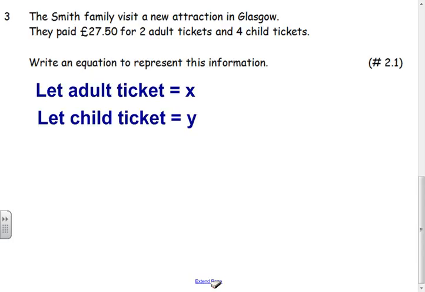Okay, question 3. The Smith family visit a new attraction in Glasgow. They paid £27.50 for 2 adult tickets and 4 child tickets. So this is a setup really for a simultaneous equation question. However, it's not getting you to solve the simultaneous equation, it's actually just getting you to represent one of the simultaneous equations. So let the adult tickets be x, so there's 2 of them, the child ticket be y, there's 4 of them, so basically 2x and 4y come to the total amount there, and that's your answer.